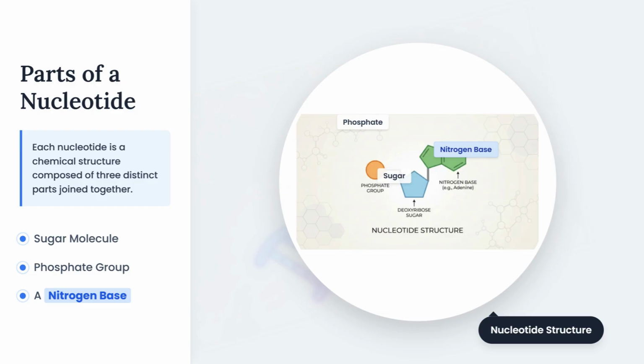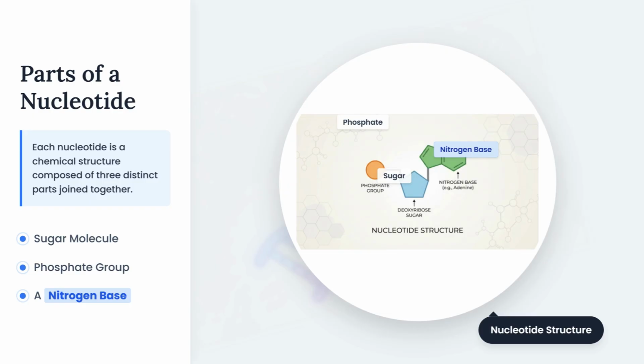First, the sugar molecule. In DNA, this is always deoxyribose, a 5-carbon sugar. It forms the central core of the nucleotide. Attached to one side of this sugar is the phosphate group. This is a phosphorus atom surrounded by oxygen atoms. It carries a negative charge.